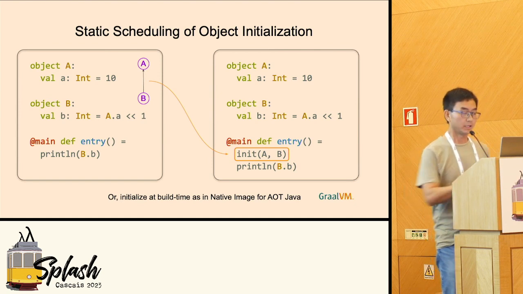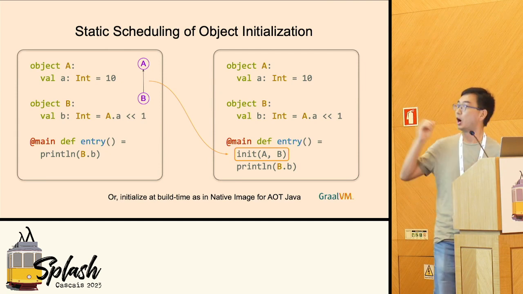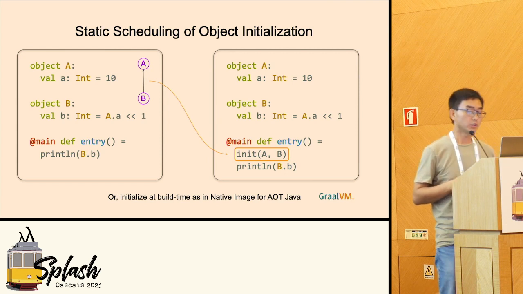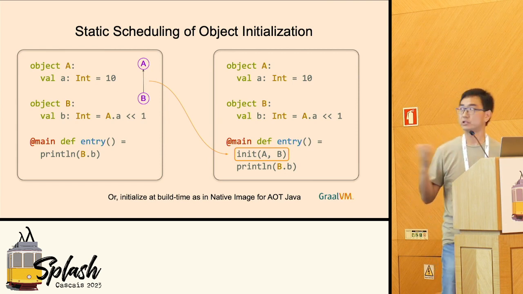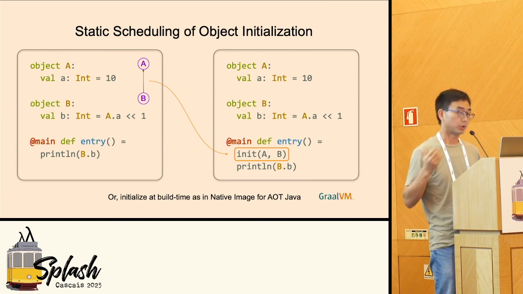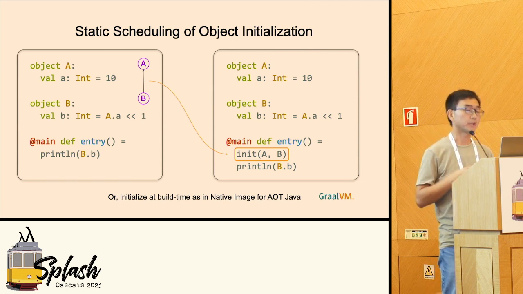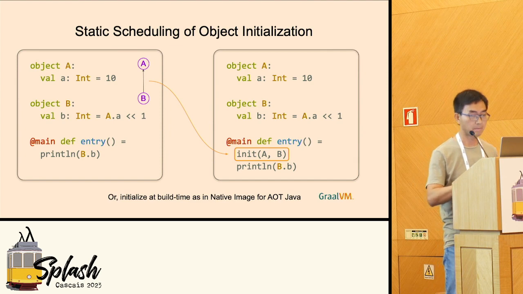Alternatively, it may also initialize the objects at build time, as it is done in native image and the ahead of time compiler for Java in the GraalVM project. This way, the compiler can perform more partial evaluation optimizations.